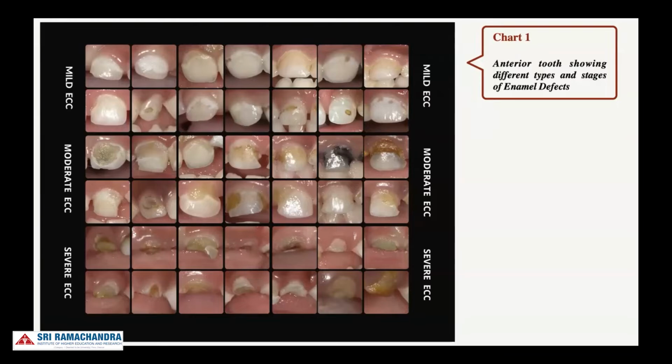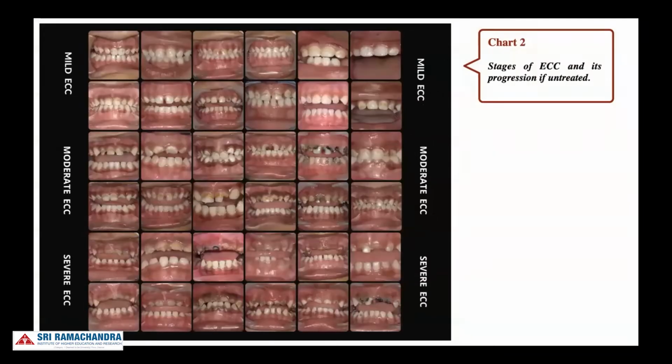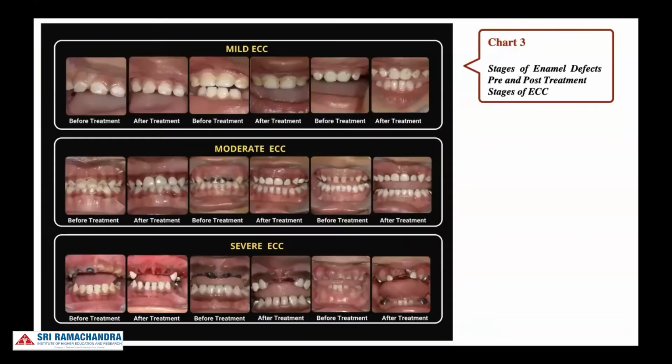These charts help us to explain to the parent that if untreated, mild becomes moderate, moderate becomes severe. Now, chart 2 shows various stages of ECC and its progression if untreated, again. Chart 3 is an important one because it shows the stages of enamel defect pre and post treatment of ECC. These charts help us to explain to the parent that while ECC is treatable in all stages, yet the extensiveness of the treatment and the cost of the treatment become higher as we progress from mild to moderate, moderate to severe.